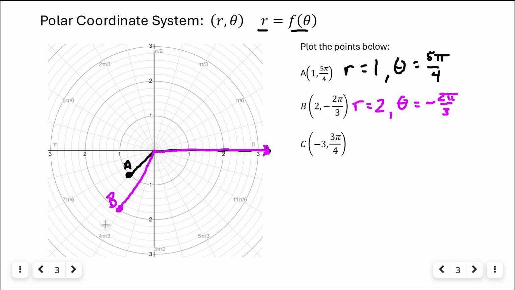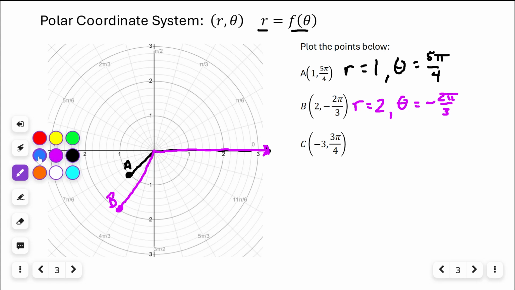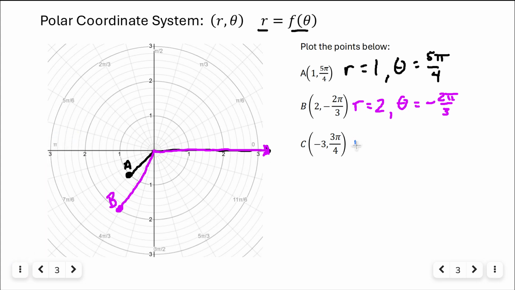That's B. Okay. Now, the one that's a little bit really different here is C. So in C, the radius is negative 3, and theta is 3 pi over 4. All right, so again, standard position. There it is. Now, you're probably saying to yourself, well, wait, r represents the radius of that circle, but the radius can't be negative on a circle, and you'd be correct. It can't be negative, okay? And theta is 3 pi over 4.